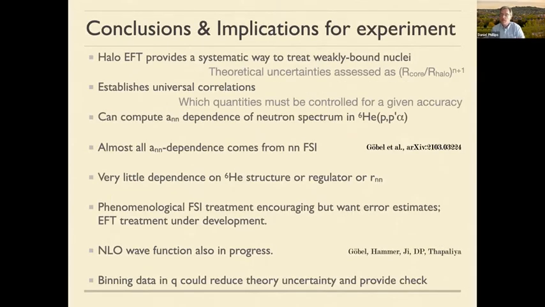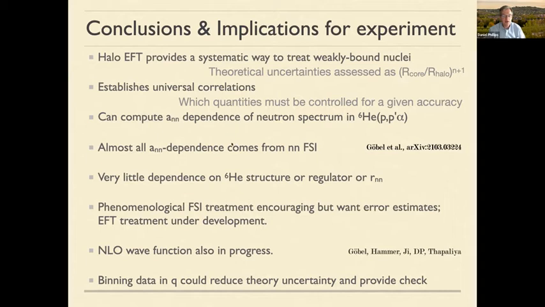I want to emphasize that Halo EFT is a very useful tool for this kind of analysis because it's a systematic way to treat weakly bound nuclei, which establishes universal correlations between different observables and allows you to independently dial in your theory the helium-6 binding energy and the neutron-neutron scattering length and basically anything else that you want. And it tells you which quantities impact observables at which accuracy. So for instance, here, we knew before we started, based on the scales, that the other partial waves in helium-6 were not going to be of great importance for what we were doing.